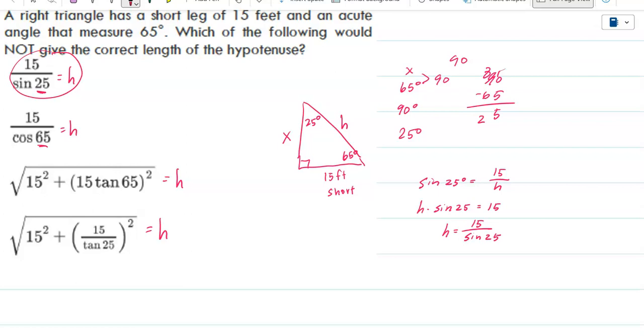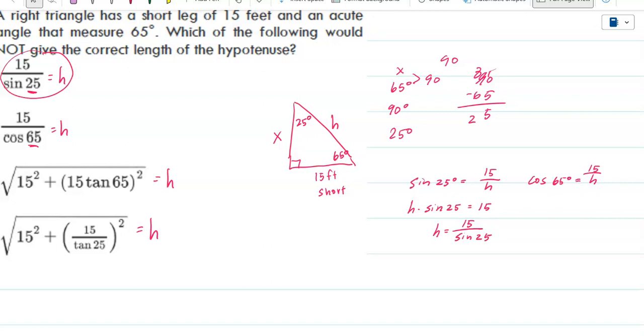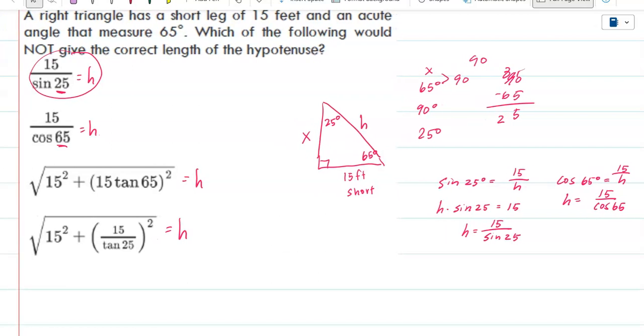Okay, cosine of 65 degrees is adjacent over hypotenuse. So h equals 15 over cosine of 65. So we know that this also solves for the hypotenuse. Now, we get into an issue with these two. What you see is a square root, okay? And I'm going to take a look at this tangent here.